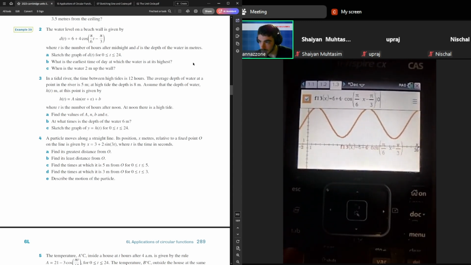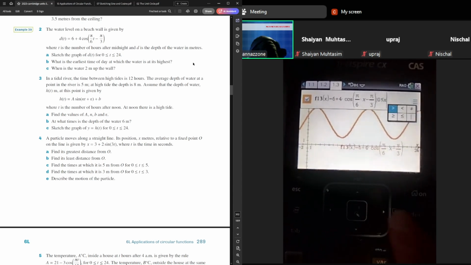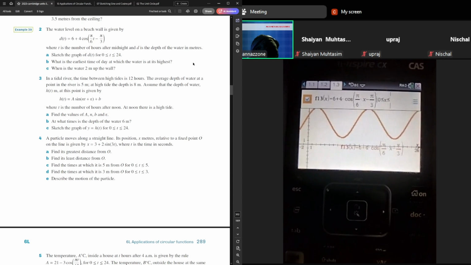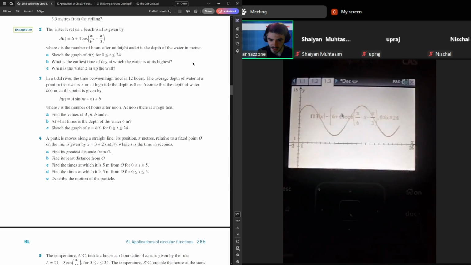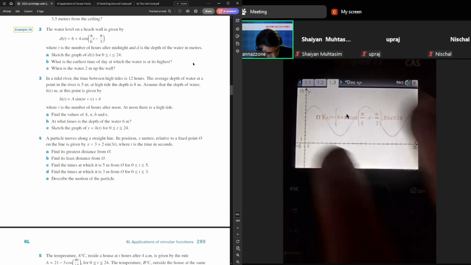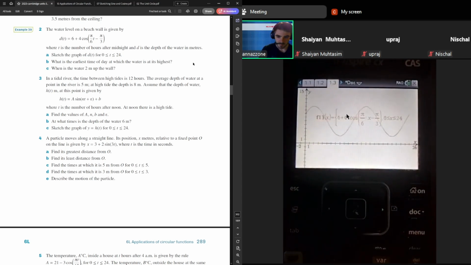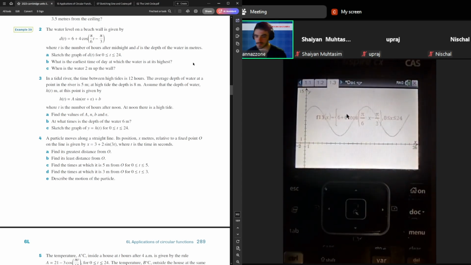But okay, so we wanted this one from 0 to 24. If you want to, you can be very pedantic with using the correct inequalities, but as far as the CAS goes, as long as you're getting the numbers right, it doesn't really matter if you're including or excluding the point. And just like that, you'll have a nice look as to what your graph will look like, a little bit before, a little bit after as far as domain goes. Okay, that's part A done, sketching the graph. Part B, what is the earliest time of day at which the water is at its highest?